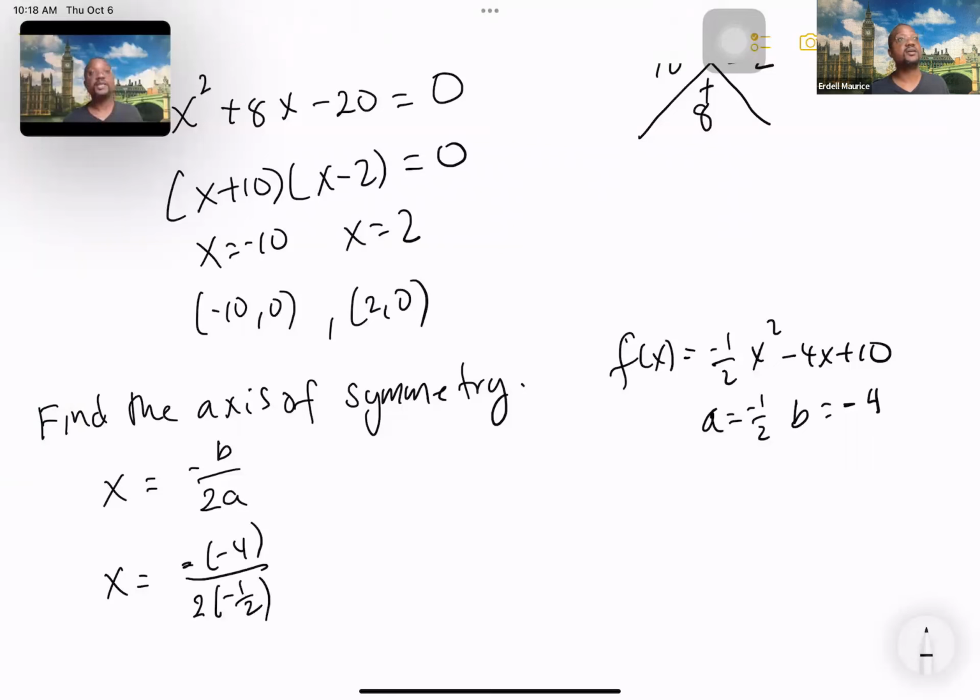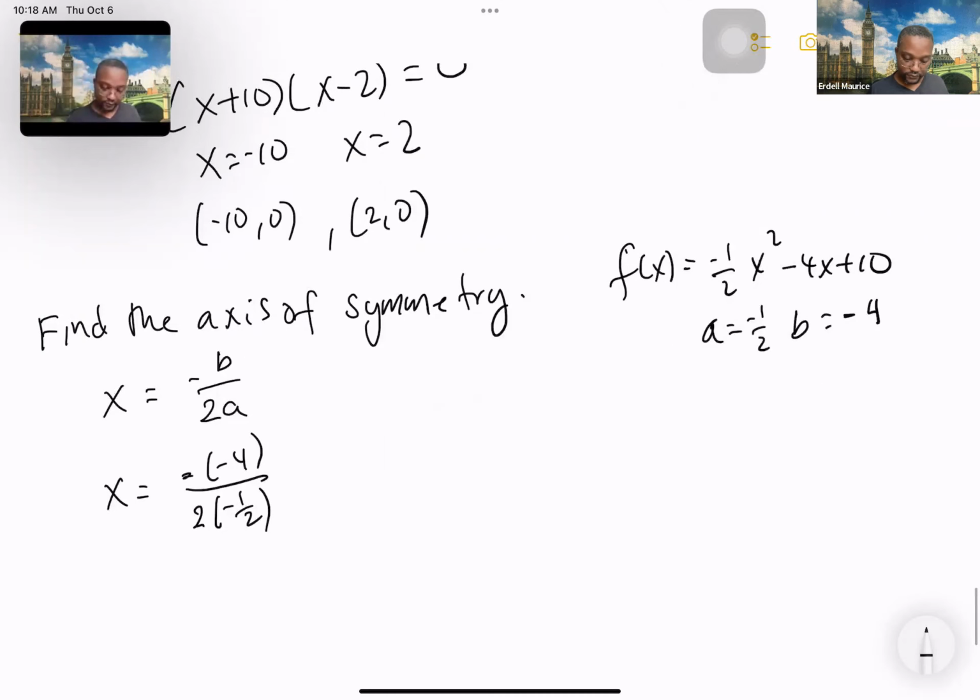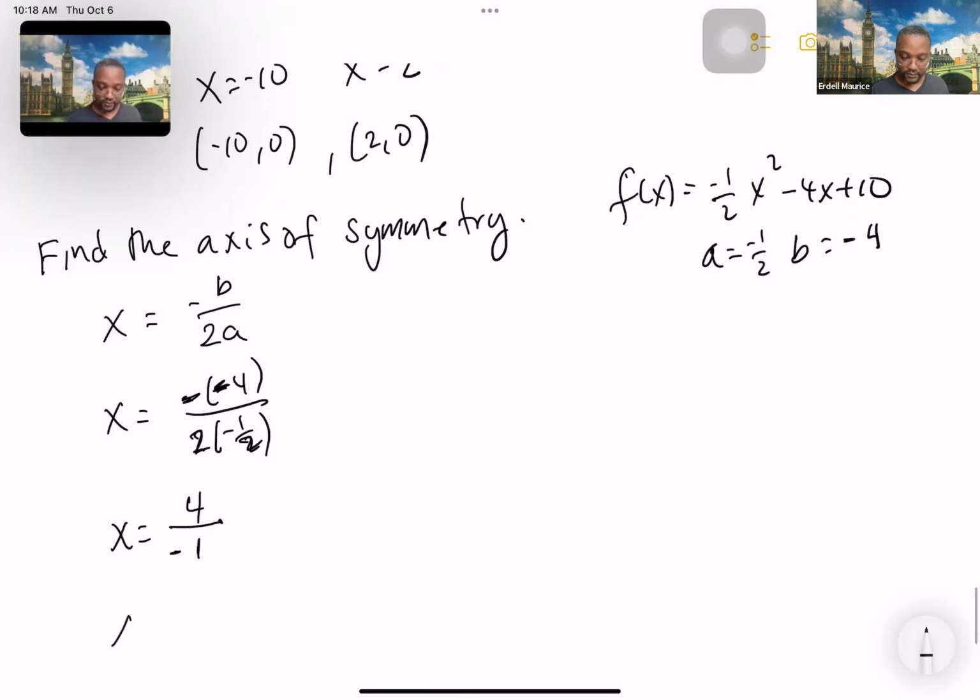That's a lot of minus signs. A negative and a negative is going to be a positive. 2 times 1/2 is going to be 1. And so the axis of symmetry is going to be negative 4. x equals negative 4. You have to put the x equals in there, or you will not understand the answer.